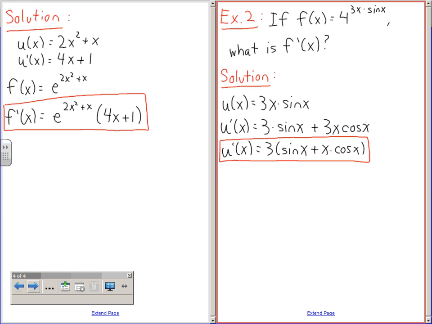Let's pick on, how about Veronica? Veronica, can you try and give me what f prime of x is, please? Okay, I hear her saying, I don't know. Let's pretend it was 4 to the something. What would the derivative of 4 to the something be? Yeah, good. So it's ln 4 times 4 to the 3x times sine x. Then what you're going to do is you're going to times that by the derivative, which is 3 sine x plus x cos x.